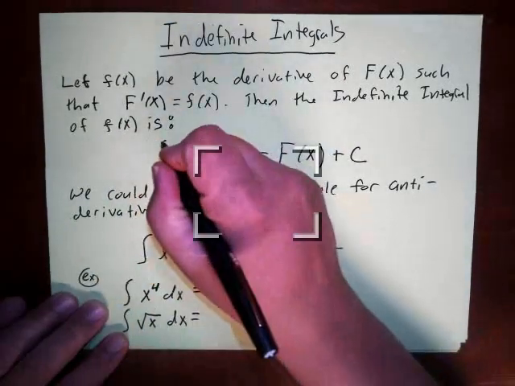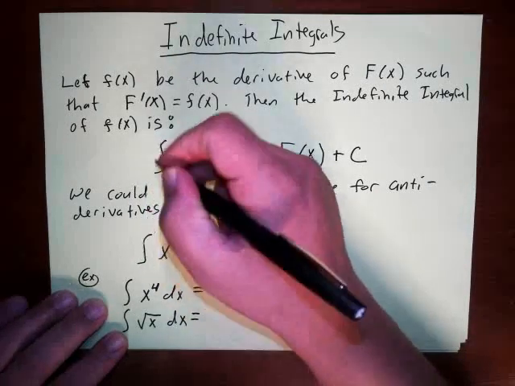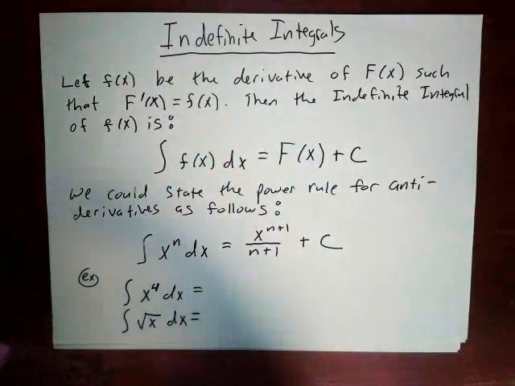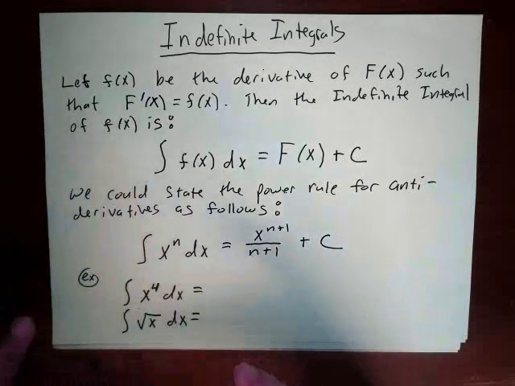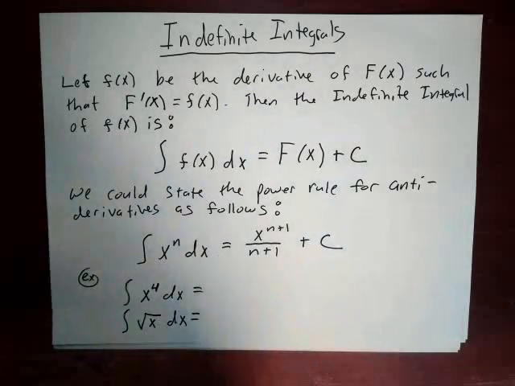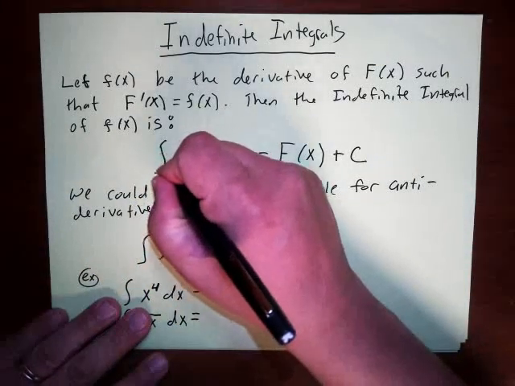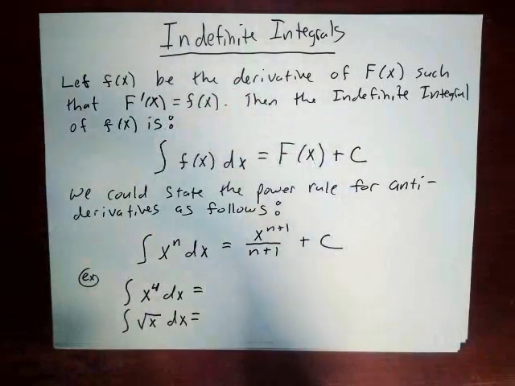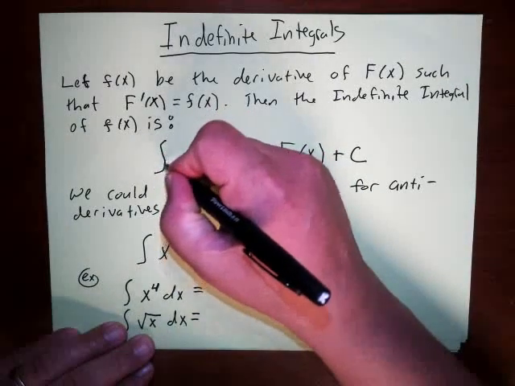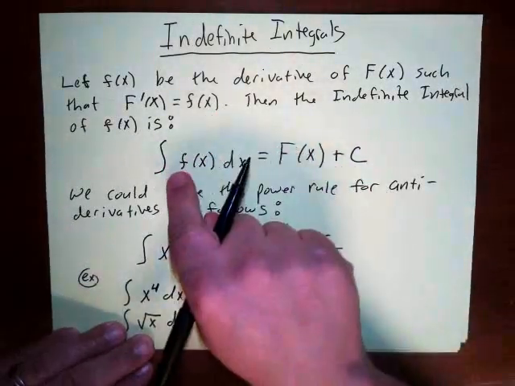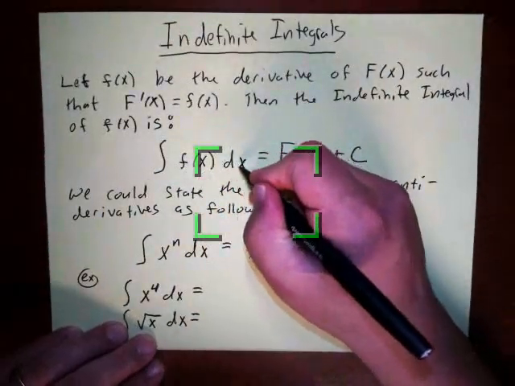Okay, so the notation here, think of this as an elongated s. You're going to find out in the next section that the integral is related to the idea of taking an infinite sum. This elongated s looks like that because the s stands for a sum. So you're going to say the integral of f of x, and you put the function inside the integral with respect to d of x.